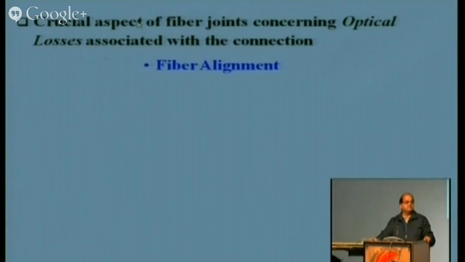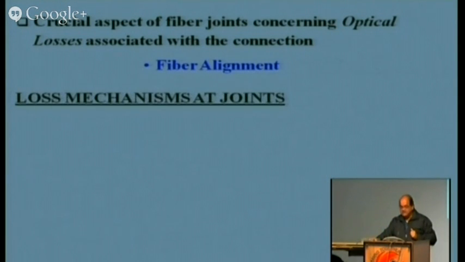Then now we will come to the crucial aspect of fiber joint concerning optical loss. Why does the loss occur at the joint? The main criterion is the fiber alignment. The light travels in the core only, so you have to align the core. If there is any mismatch in the core, that part of the energy will be lost because the light undergoes diffraction. So let us see the mechanisms for the loss at the joint. What are the different parameters?